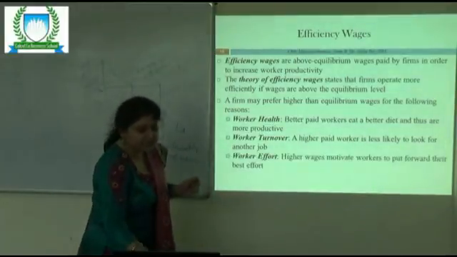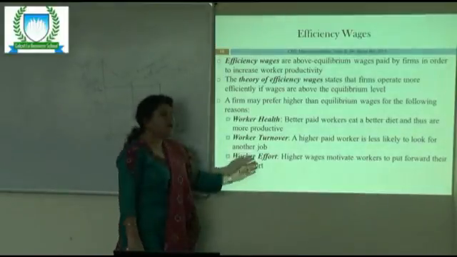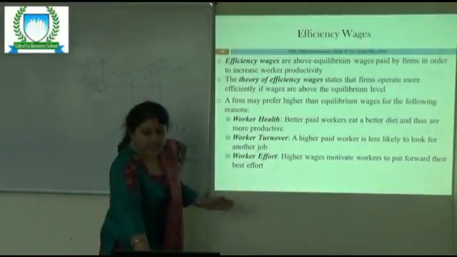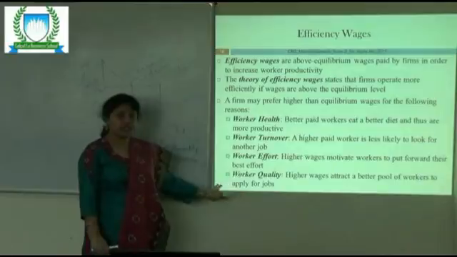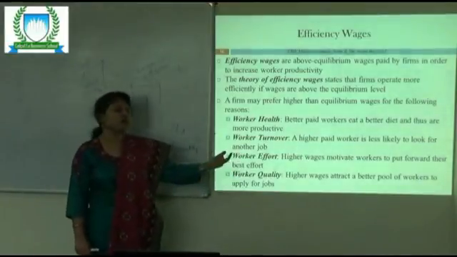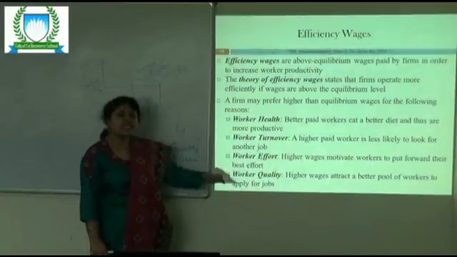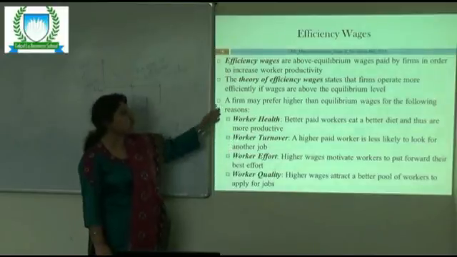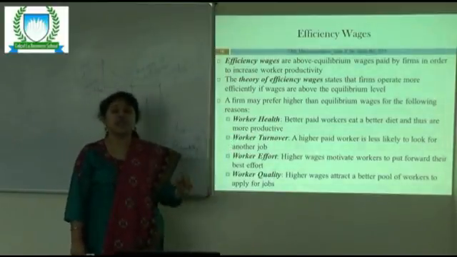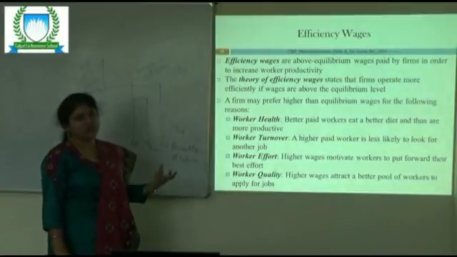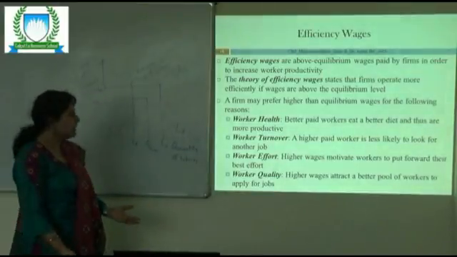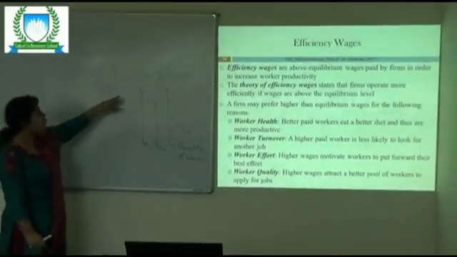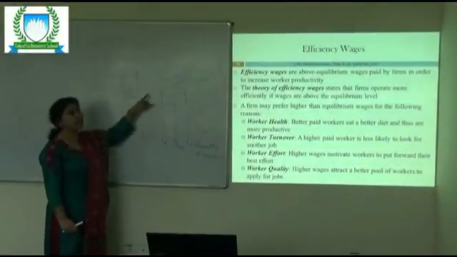The other reason is worker effort. That means higher wages motivate workers to put forward their best effort. And the last reason is that higher wages attract a better pool of workers to apply for jobs. So these also enhance the worker quality, and all these will increase the productivity of the worker, which will increase the efficiency of the factory or the workplace, isn't it? That's why the employer also wants to give a labor wage above the equilibrium wage rate.